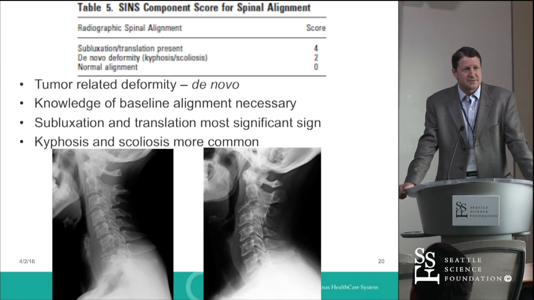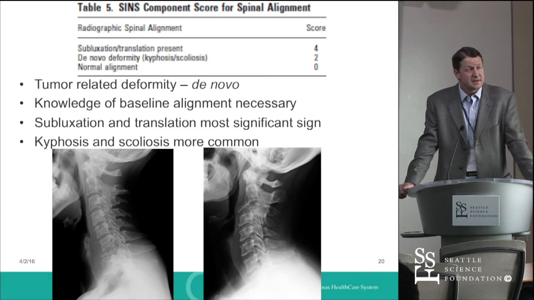There are people who have some cervical kyphosis, or the forward bend as their baseline. But what you want to look for is their significant change in alignment. So kyphosis and scoliosis are sort of your intermediate risk.